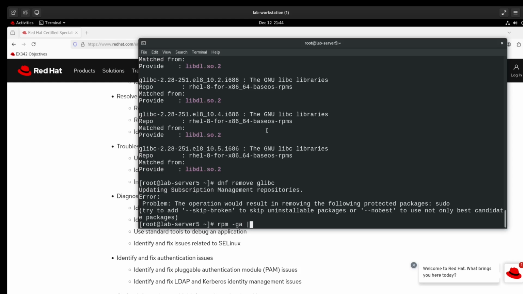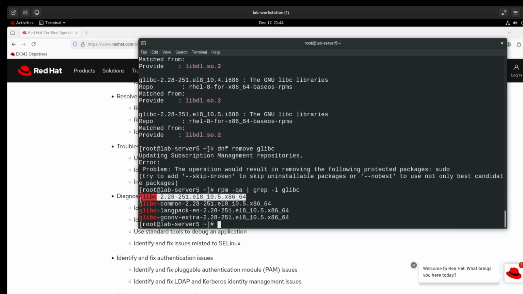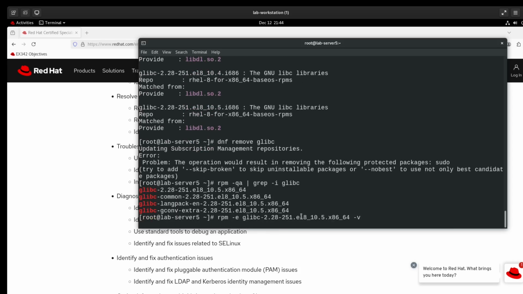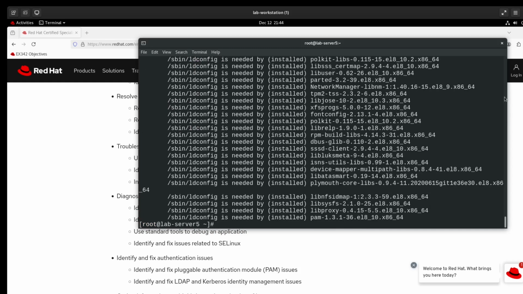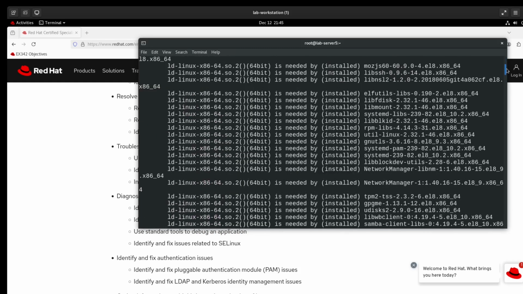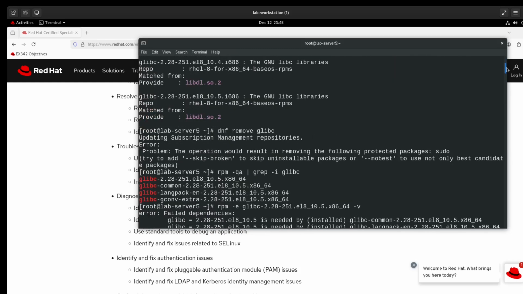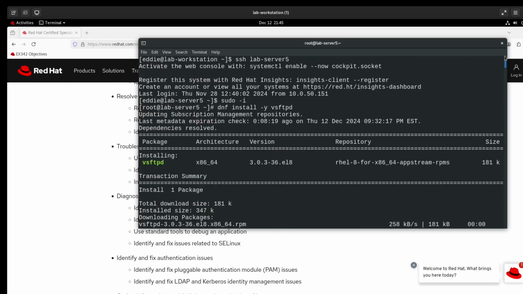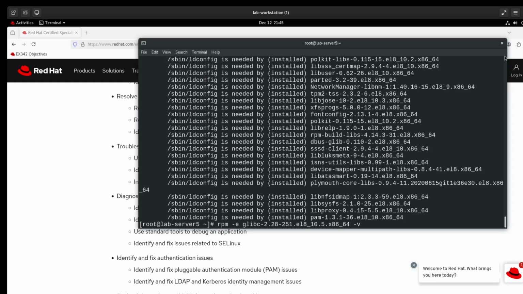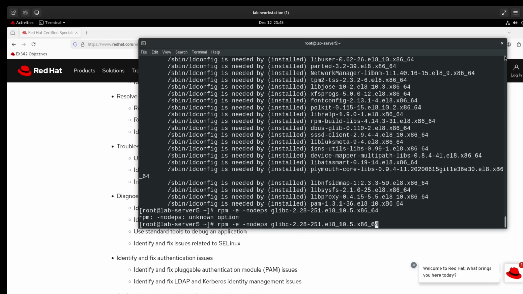RPM -qa, not -ga. We're going to blow this away with RPM. Is it not going to let me do it? Yeah, RPM is probably like, fool, why are you trying to do this? All right, so I think it's no deps. We're going to get rid of glibc one way or another. Oh, I think it's ignore deps.